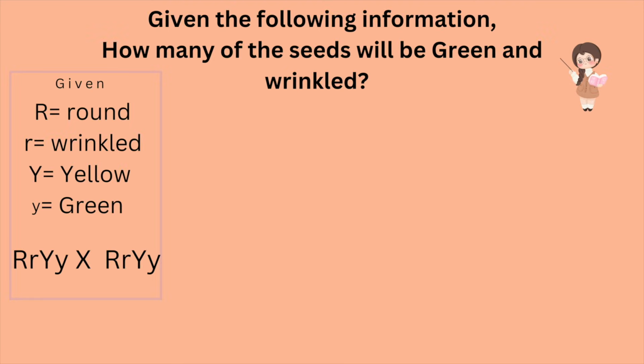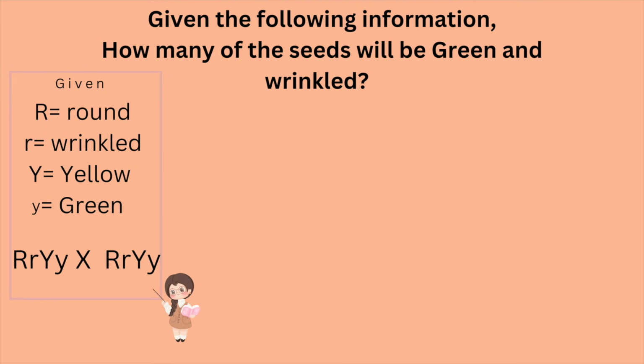Next, we're going to try a bit of a harder question. This problem is involving two traits, therefore we need to upgrade to a dihybrid square. Given the following information, how many seeds will be green and wrinkled? So color is one trait and the shape is another trait. Okay, so given information is right here. From this, we can see that round shape is dominant and yellow color is dominant. We're also given the genotype for each parent. The X in the middle just means that they're being crossed.